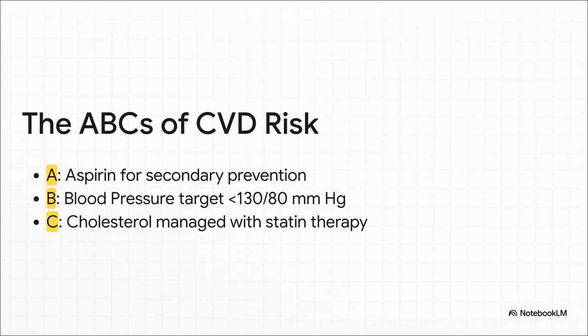So how do we do that? It's as easy as ABC. A is for aspirin, but that's mostly for patients who've already had a heart attack or stroke. B is for blood pressure. We want it down, ideally less than 130/80. And C is for cholesterol. And this is a big one. Pretty much every single patient with diabetes between the ages of 40 and 75 needs to be on a statin. It's just standard of care.